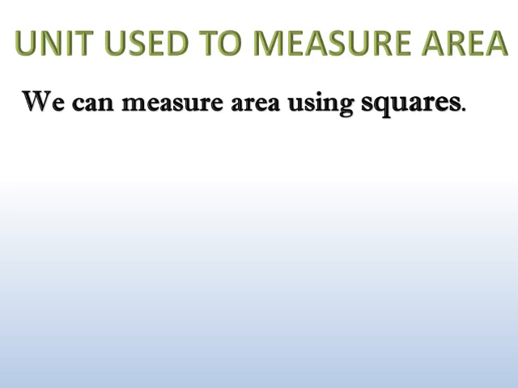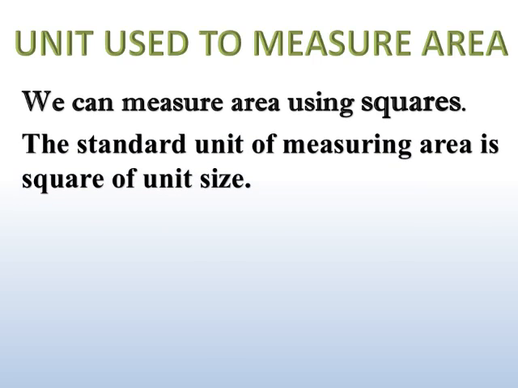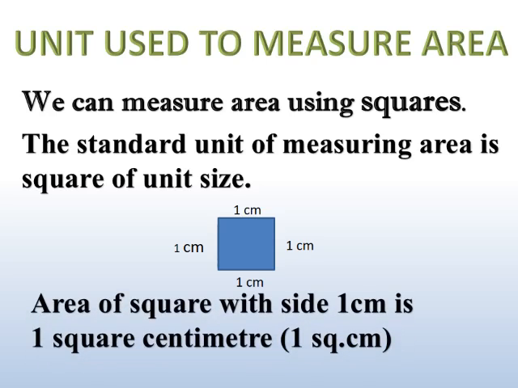Let us discuss the unit used to measure area. We can measure area using squares. The standard unit of measuring area is a square of unit size. That means a square having side 1 cm. Area of a square with side 1 cm is 1 square centimeter.